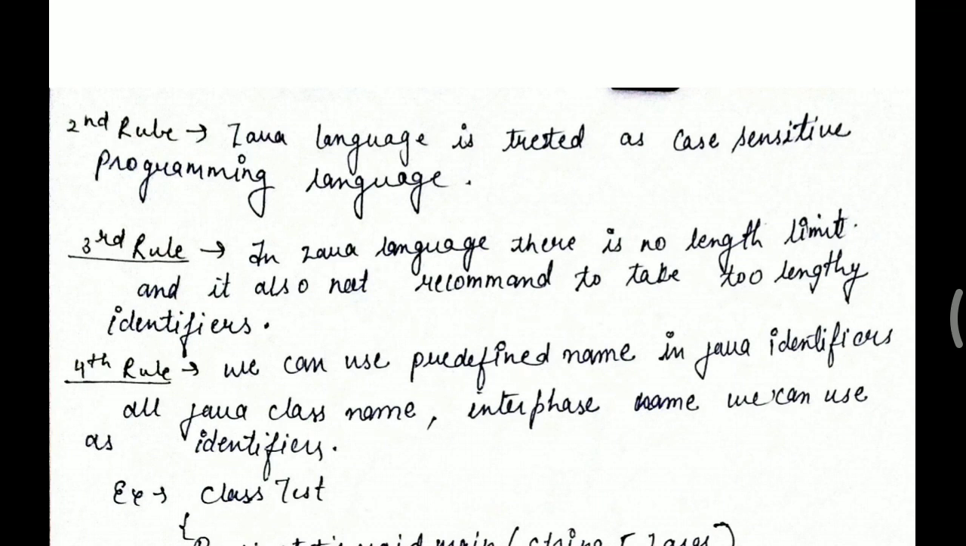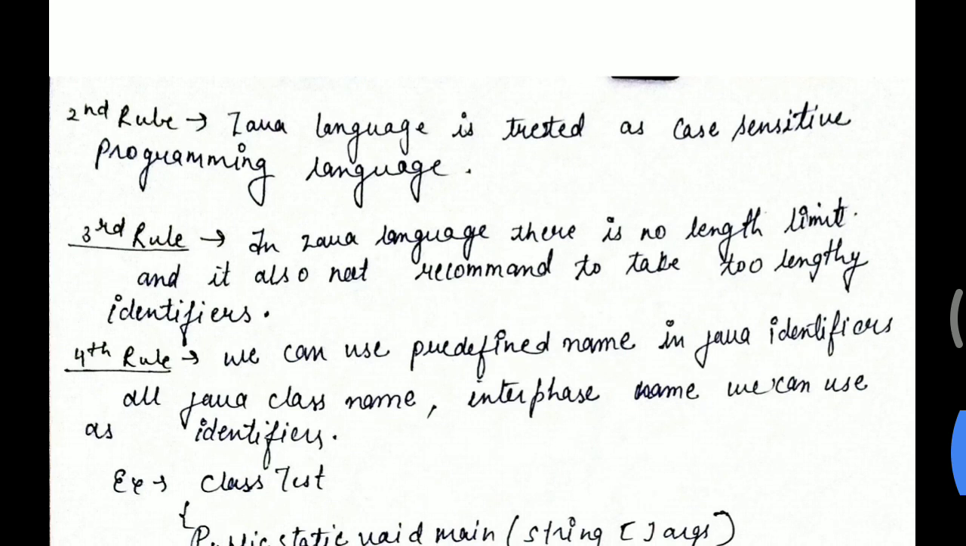Third, in Java there is no length limit. Means you can add as much data as you want. In other languages, it is just like 256, 0 to 256. But in Java there is no limit. But it should not be too lengthy for identification. So that should be kept in our mind.